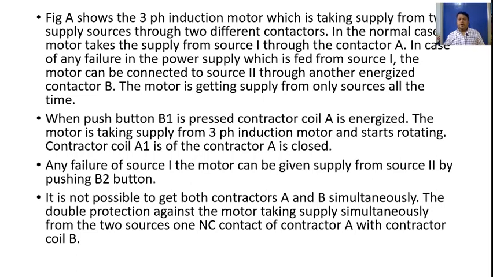It is not possible to energize both contactors A and B simultaneously, because we can operate the induction motor from only one source, and the other source will be like a stepney, or we can say we are holding that one for another use. So there is double protection against the motor taking supply simultaneously from the two sources: one NC contact of contactor A is in series with contactor coil B. So here the contactors and the fuses come into use, where if one supply fails, we can use the other supply for the three-phase induction motor to carry out the process very fluently.